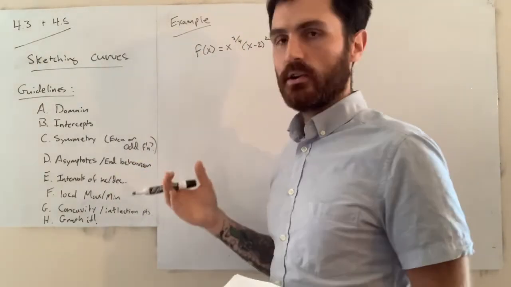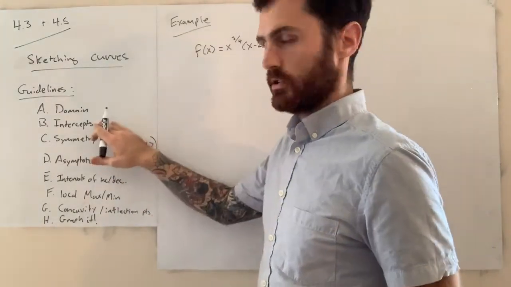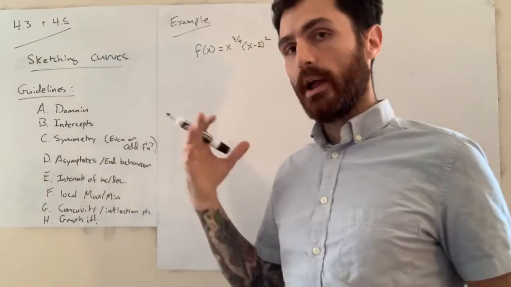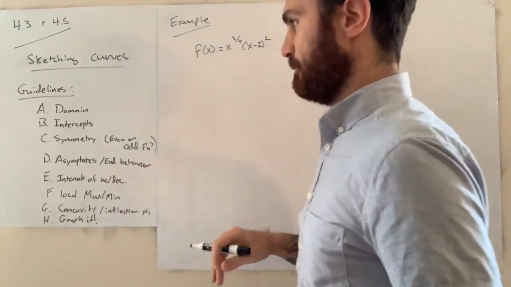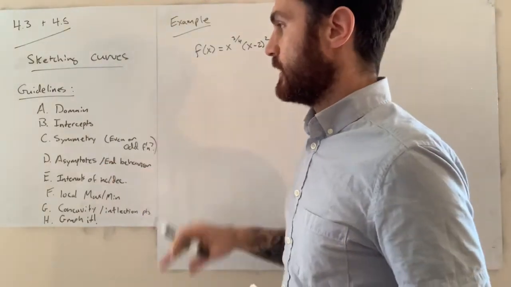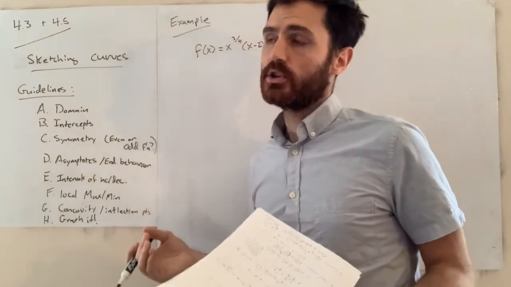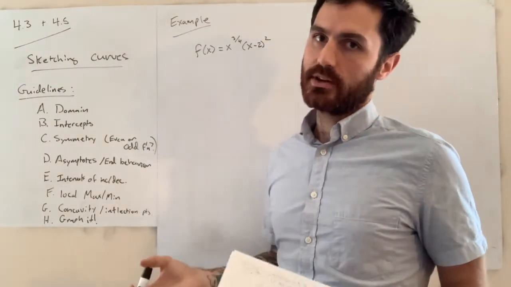Next one, intercepts. If you can find the intercepts, that's great. X-intercepts, Y-intercepts. Y-intercepts are usually a lot easier to find than the X-intercepts. We'll talk about that. Again, you generally don't need calculus for that. Symmetry. Is it an even or odd function? If you know it's symmetric in some way, that can help you sketch it.